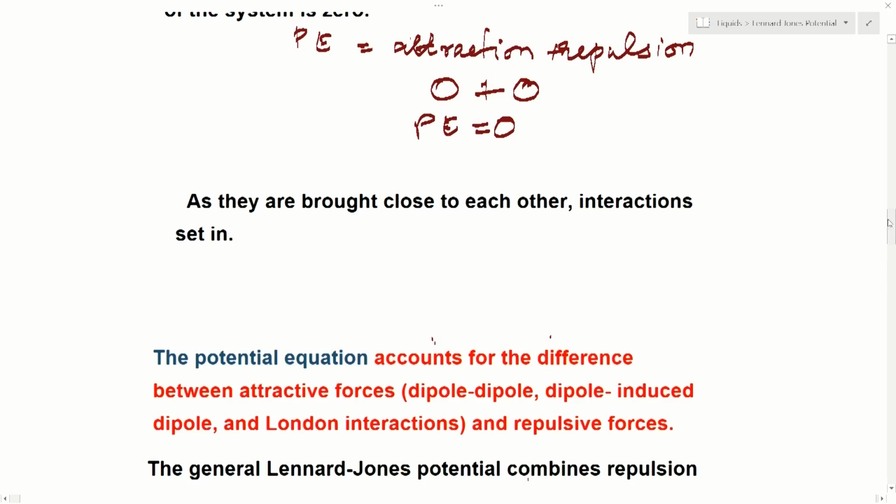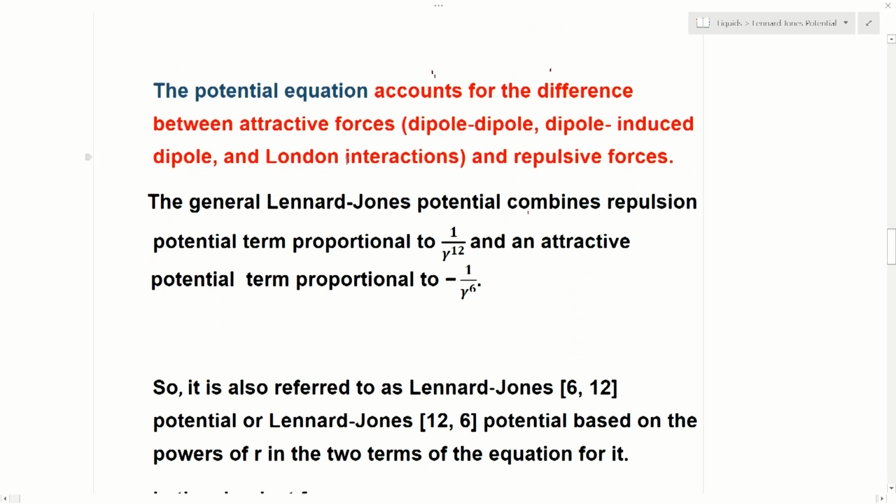Now, we allow the molecules to come closer, or when the molecules move, or the atoms move, or the ions move, there will be a time when they are coming closer. At that time the interactions will start. The attractive interactions, what we learned in the last module, are dipole-dipole forces, dipole-induced dipole forces, induced dipole forces. So there will be these types of force of attraction and the repulsive forces also.